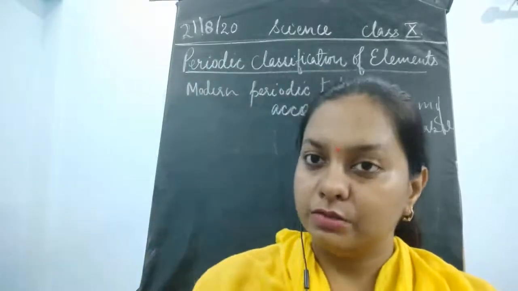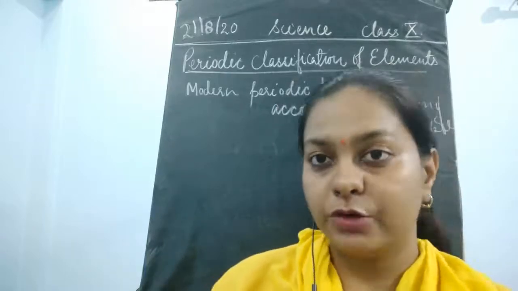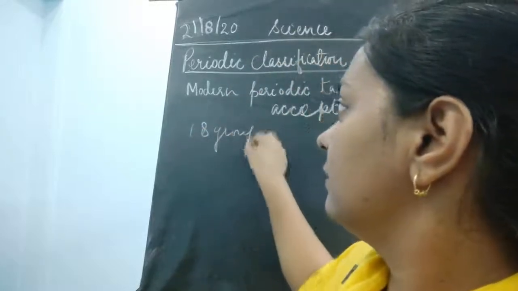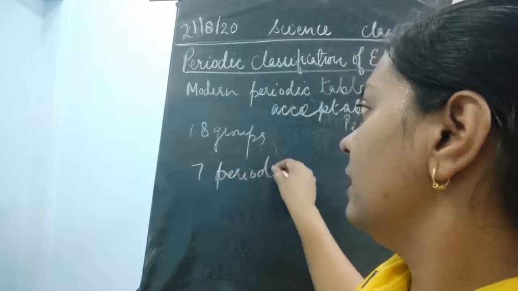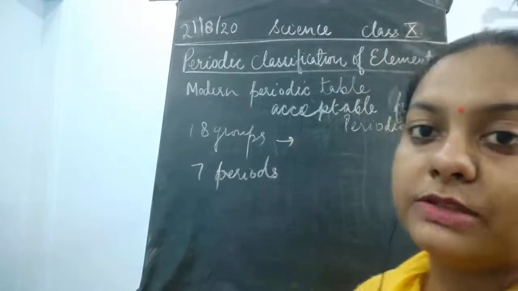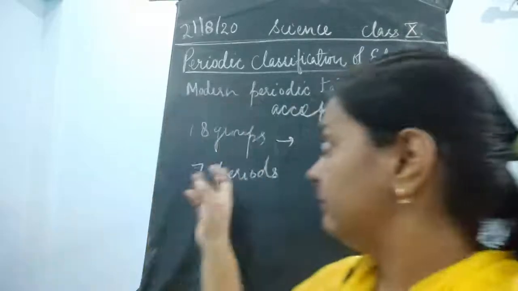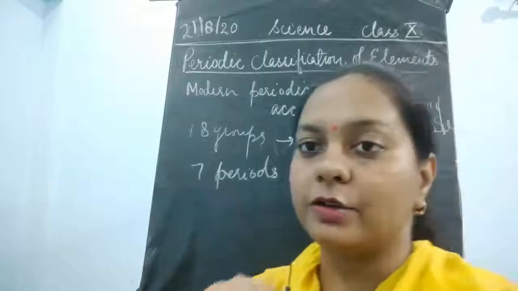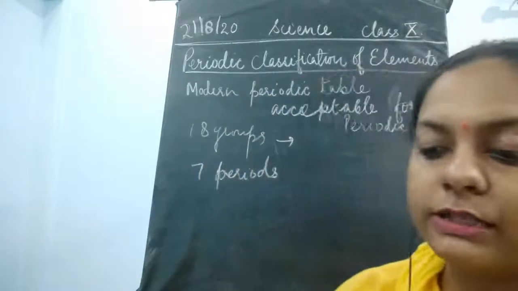ways, by using two words, the groups and the periods. There are 18 groups and 7 periods. The 18 groups are the vertical columns, and these 7 periods are the horizontal rows in this periodic table. Fine. Now, I am going to draw this periodic table.